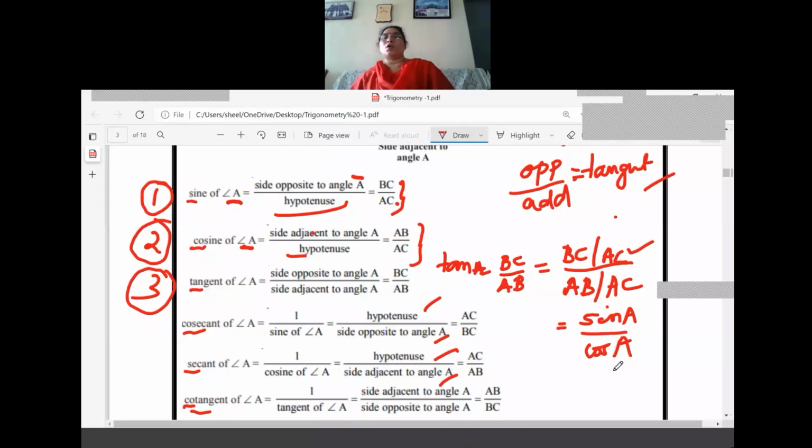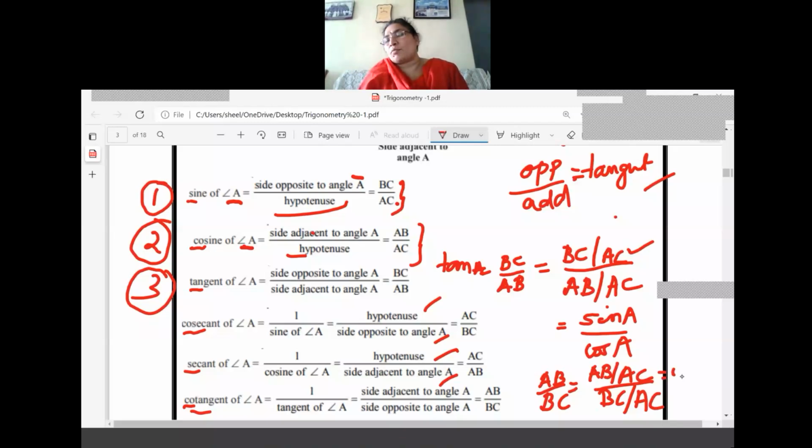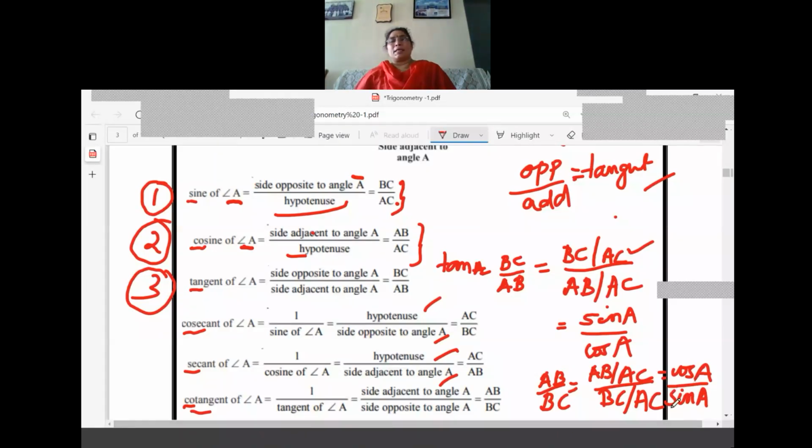Similarly, we can go for cot also. Cot, what can we write? It is AB by BC only, right? AB by BC. Again, we are dividing by the hypotenuse. So what happened here? It became AB by AC, which means it's cos. Cos became the numerator now. Cos A divided by sin A, right? So we got cot in terms of sine and cos.